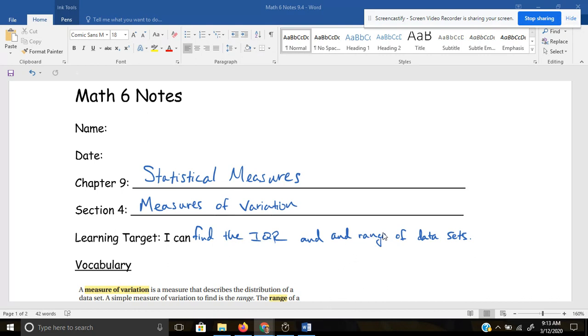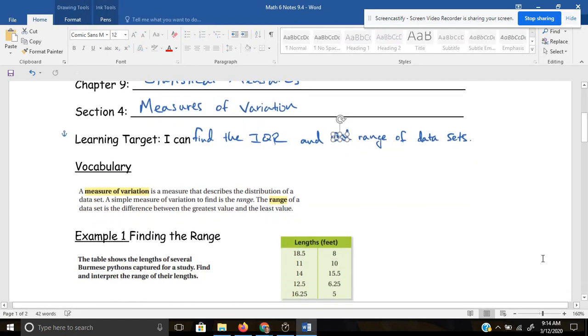Okay, so I can find the interquartile range, which is a little bit tricky the first time you do it, but it's actually something you've already done before, just finding the median and then finding it a couple more times, and then also finding the range of data sets. So that's the plan for today.